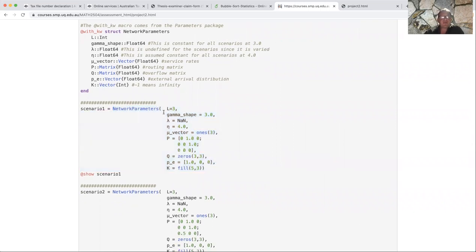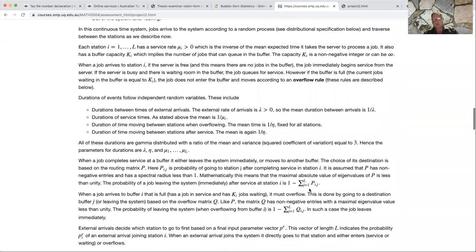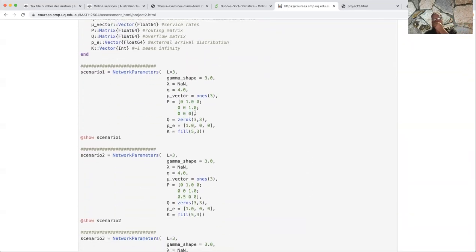So, for example, scenario 1 has 3 stations. Gamma shape is always going to be 3 in all of them. Lambda is not specified because you're going to vary it. Eta is always going to be 4. The mu vector: all stations are homogeneous in terms of the fact that their service rate is 1. In this routing matrix, you go from the first station with probability 1 to the second station. From the second station, you go to the third station. And from the third station, this is all zeros, you leave with 1 minus the sum of the probabilities, so with probability 1, you leave. So this is a tandem system. And Q is all zeros.